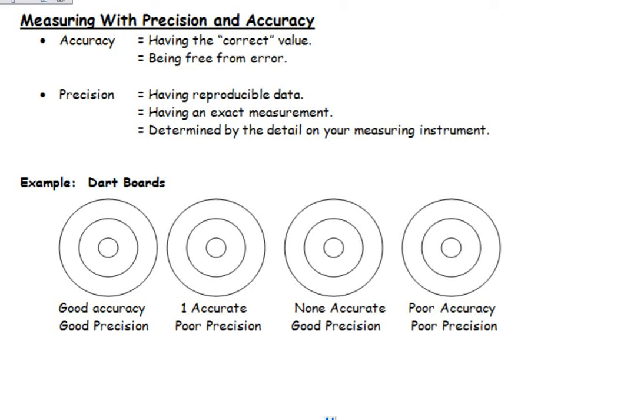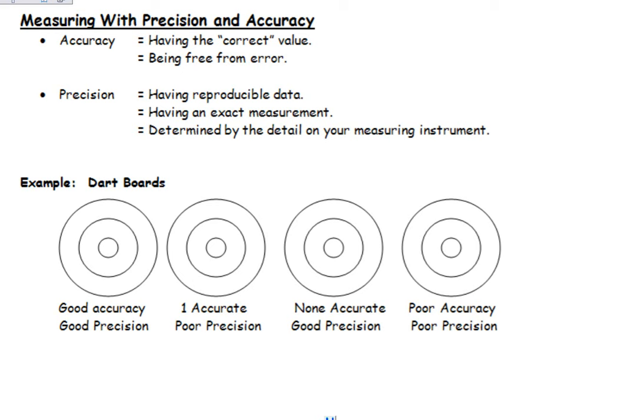In this video, we want to look at making accurate and precise measurements in chemistry. The terms accuracy and precision are often used interchangeably, and they probably shouldn't be. Accuracy refers to having the correct value, the correct measurement in the lab, which obviously then means that there's not a lot of error in your measurements or your data.